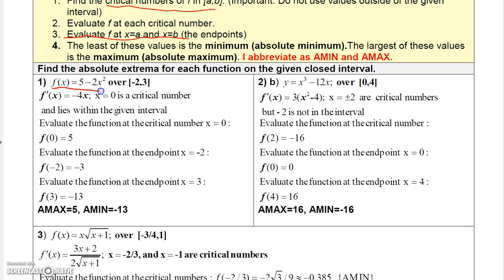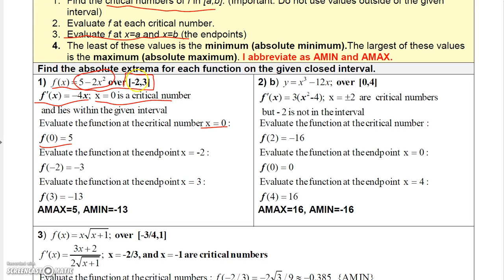Okay, so f of x equals 5 minus 2x squared, but I'm only going to look at it over the interval negative 2 to 3. First thing I do is get my critical numbers. The derivative is negative 4x, so 0 is a critical number. Does 0 lie within this interval? Yes, it does, so we're safe. Now evaluate the function at the critical number x equals 0. Plug 0 into the function and I get 5. That's the only critical number.